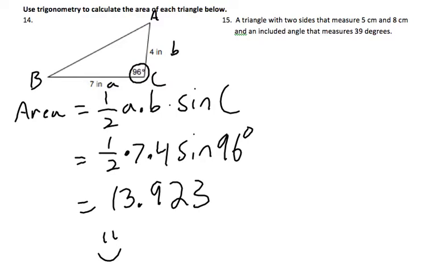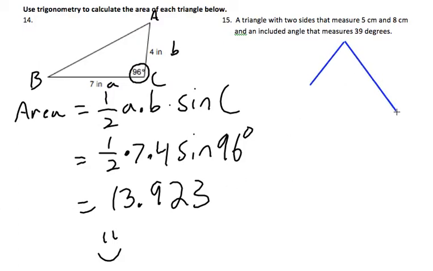We're going to use the very same thing for number 15: a triangle with two sides that measure 5 and 8 centimeters and an included angle that measures 39 degrees. The only real difference between these two is there's no picture. So let's fix that. Let's draw a picture. It doesn't really matter how accurate it is.